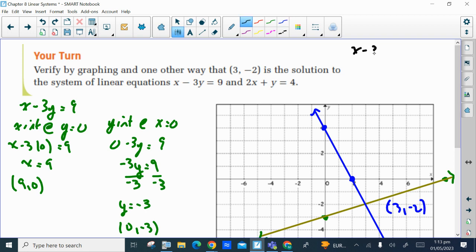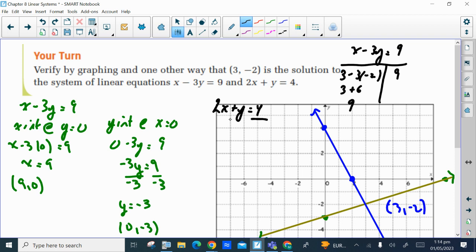So x minus 3y equals 9. So when I let x equal 3 and y equal negative 2, negative 3 times negative 2 is plus 6, and 3 plus 6 does equal 9. So it checks for the first equation. Now here's our second check. Two times 3 is 6, and 6 minus 2 does equal 4. So it checks for that as well.